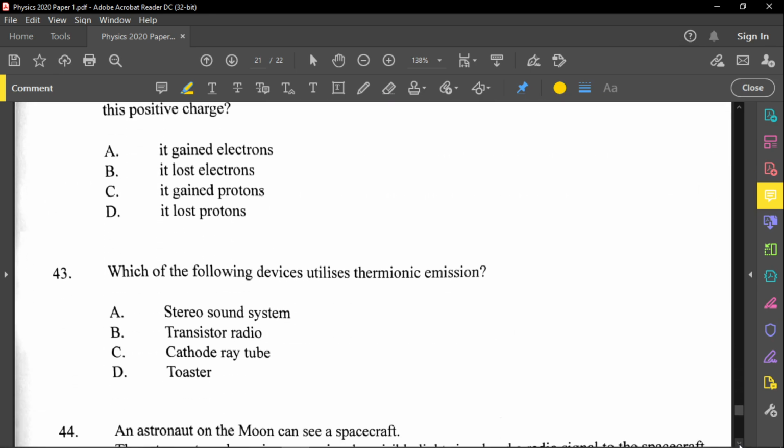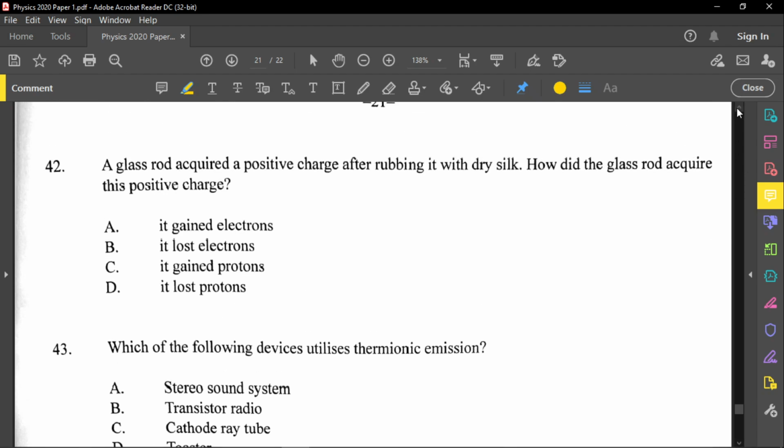In question number 42, let's go back a little bit more, moving a little bit too fast. All right, so yes, question number 42, we say a glass rod acquired a positive charge after rubbing it with dry silk. It said, how did the glass rod acquire this positive charge? Now remember, for you to become positively charged, a very easy thing, you lose electrons because electrons are negative. Loss of electrons, become positive. Okay, so 42 is going to be B.